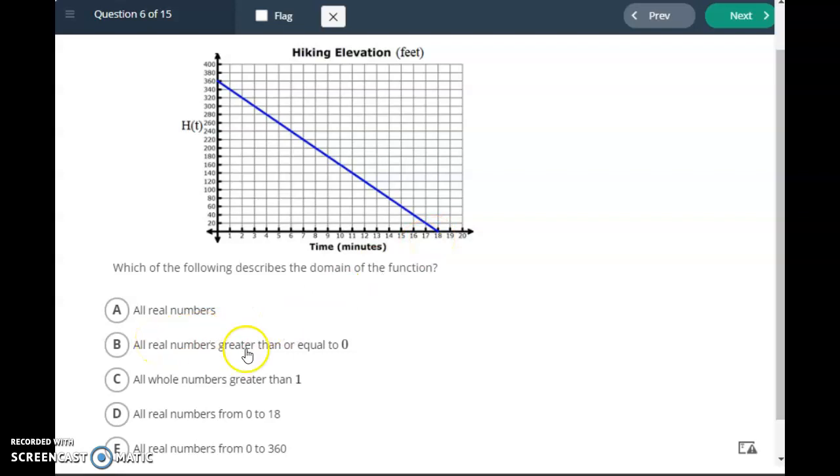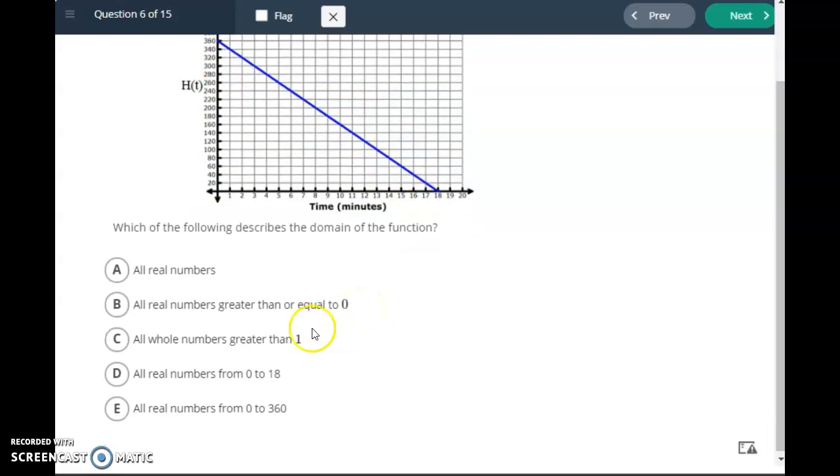All real numbers greater than or equal to 0. So that's closer. It's greater than 0, but it does stop at 18. All whole numbers greater than 1. This is continuous, so that won't work. All real numbers from 0 to 18. So all of our inputs, the domain, go from 0 to 18, so it will be D.